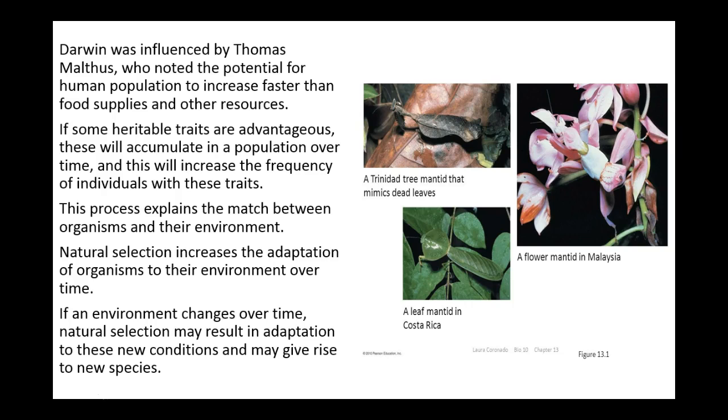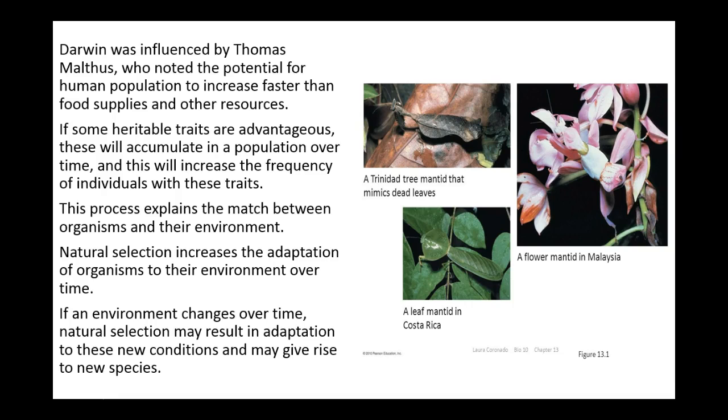And this happens over time. What this graphic is showing us is three different mantid insects. They're all the same genus, but you have one in Trinidad, one in Malaysia, and one in Costa Rica. Each one is highly adapted to its environment in terms of camouflage. If you took the flower mantid from Malaysia and put it in Costa Rica, it would be at a huge disadvantage.